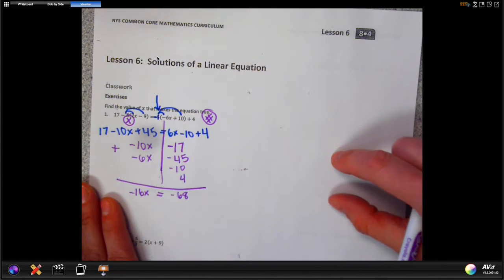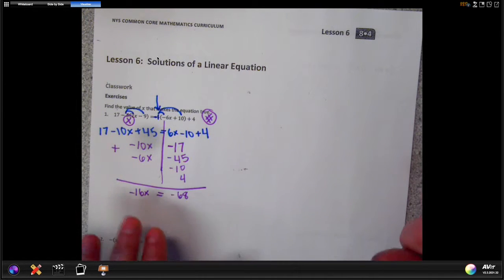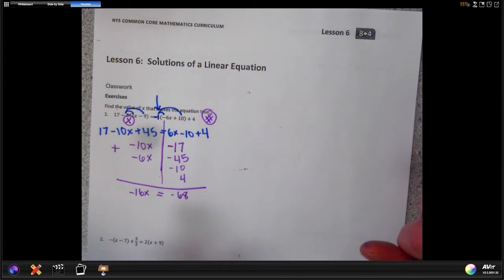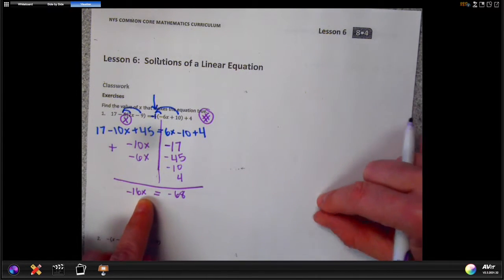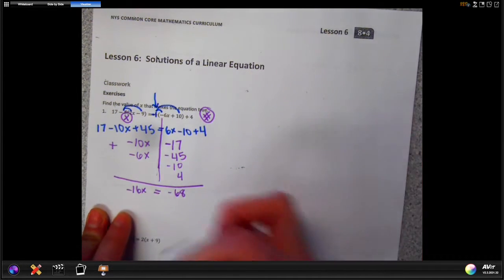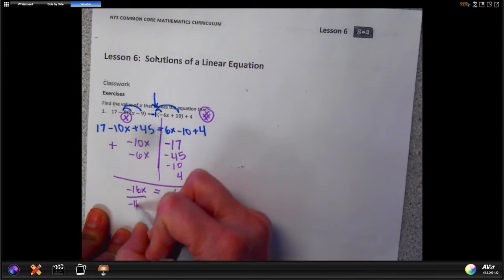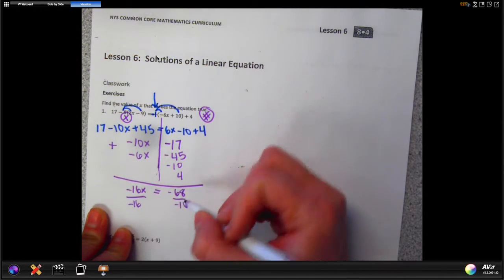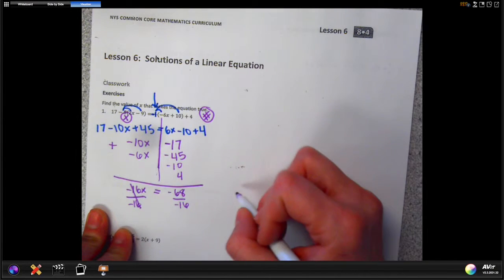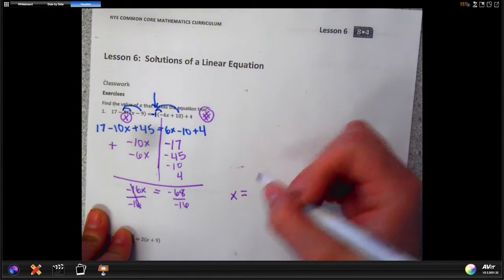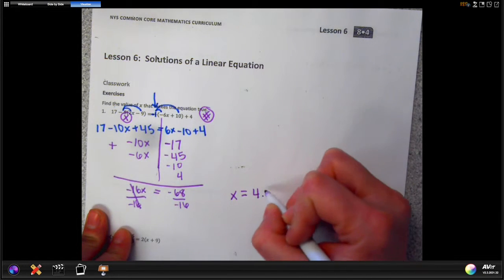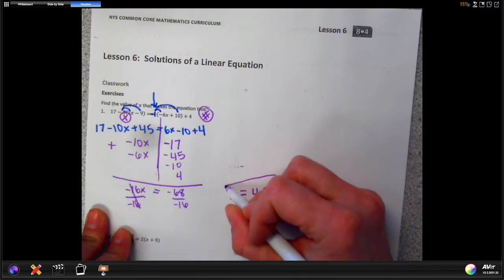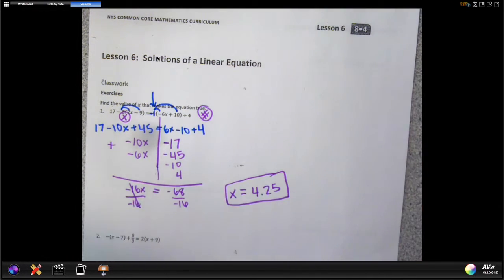And then the last step is always going to be to multiply or divide to figure out what x is, because really you want x alone. So you're all the way to the end now. Negative 16 now, we're going to divide both sides by negative 16 to get that x alone. And so now we have x equals negative 68 divided by negative 16 is 4.25. And that's how you solve such a long equation here.